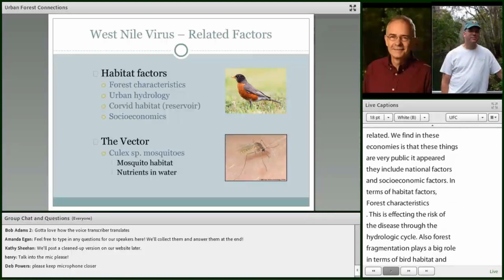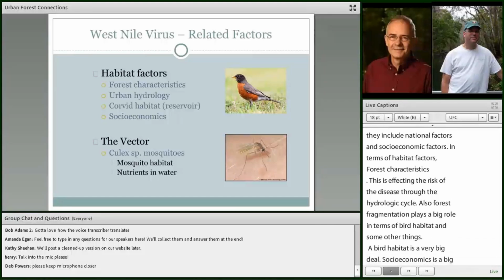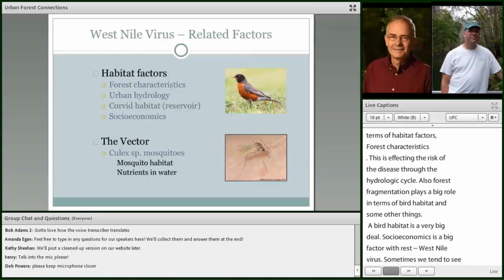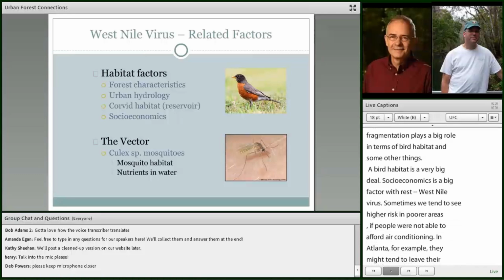Socioeconomics is a big factor with West Nile virus transmission. Sometimes we tend to see higher risk in poor areas. For example, if people were not able to afford air conditioning in Atlanta, they might tend to leave their windows open longer, which could increase the risk. The vector is this mosquito here, and so we're talking about mosquito habitat in the water and factors affecting that.